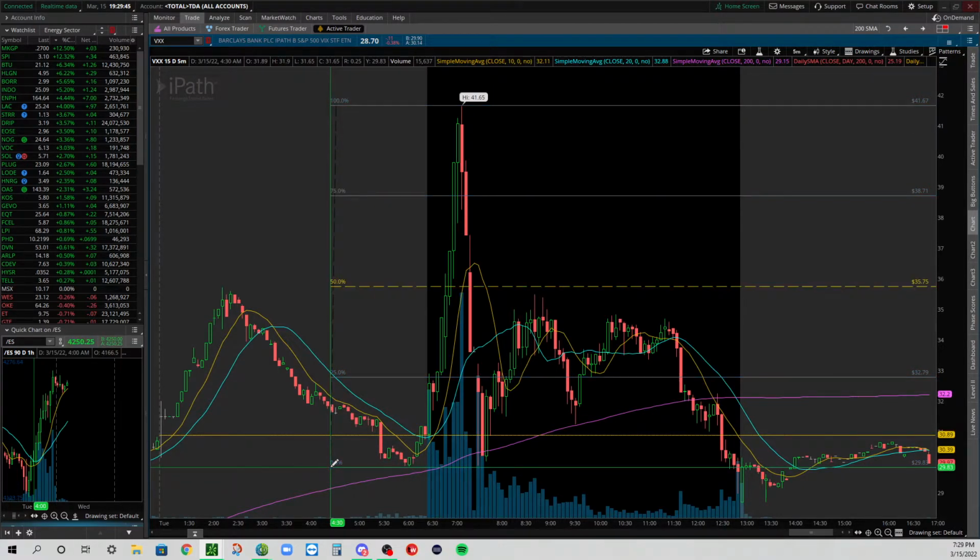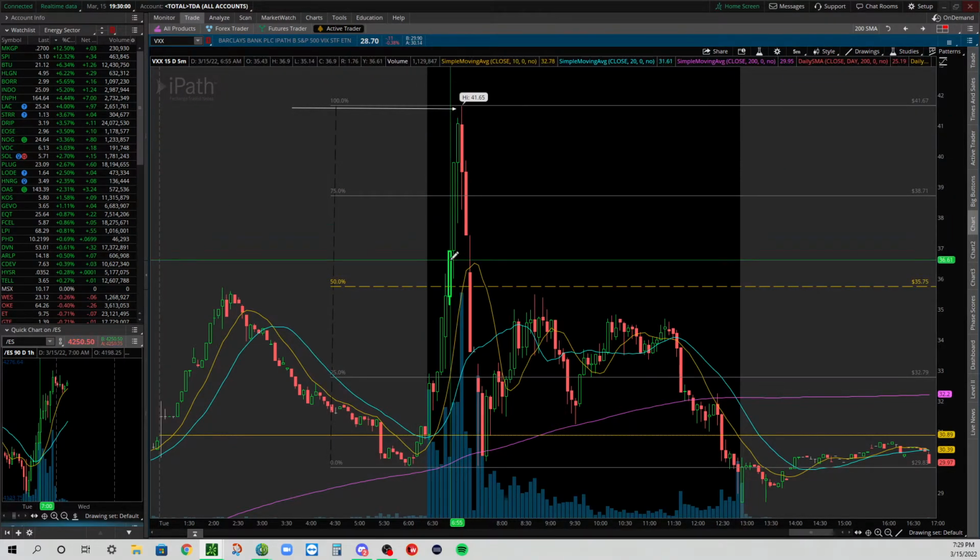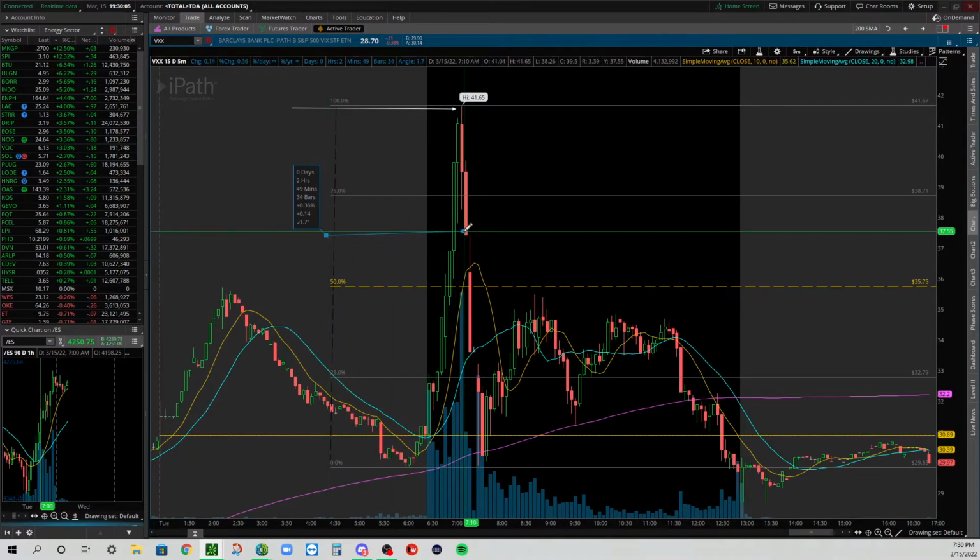And then found the bottom, right? This was the bottom. Okay, all right, so that's the bottom. So we know that's the top right there. That was clean. And to be honest, I missed this whole entire move. And then I ended up chasing it, well, not chasing it, but I tried to buy the dip right here. Tried to buy that dip, and that didn't work out.